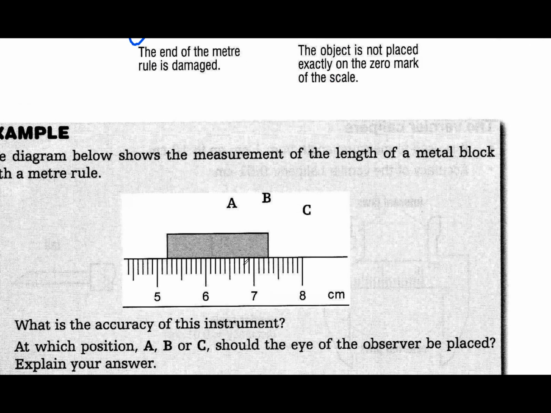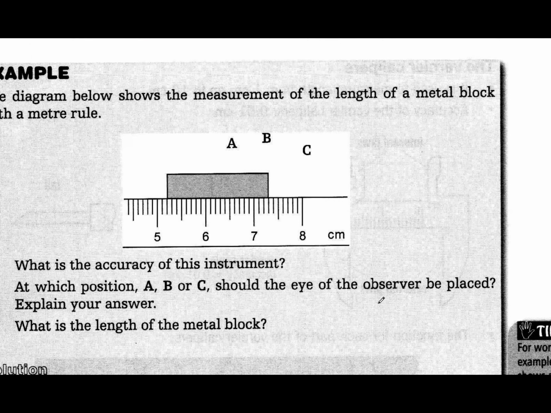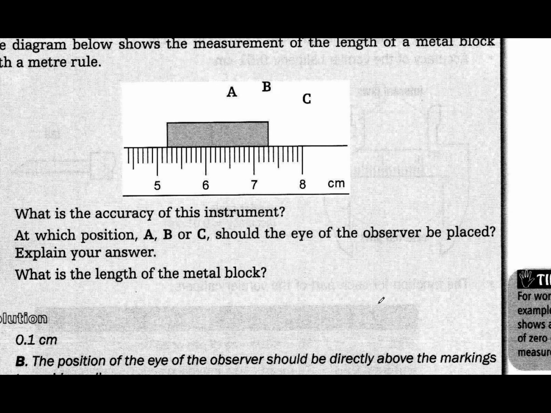Let's try out an example. What is the accuracy of this instrument? Should I say precision of this instrument? It will be 0.1 centimeters because that is the length of the smallest division. Where do we place the eye? For an accurate measurement, we place it directly above at B.